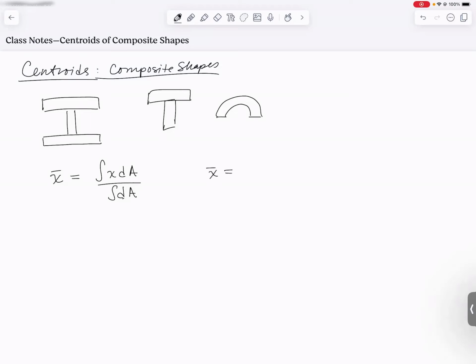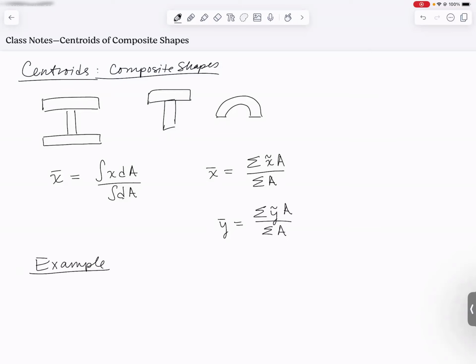For the I-beam, we have three rectangles. So we're simply going to sum up the x-centroid location of each rectangle times the area of each rectangle. And then on the bottom, we will simply sum up the area of those rectangles. And we sum over how many shapes we have. We simply need to find the area of each shape and the centroid location of each shape. In the y direction, the equation is going to be the summation of y tilde times area divided by the total area.